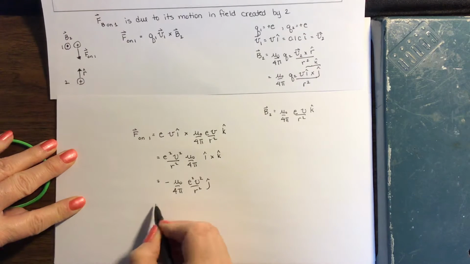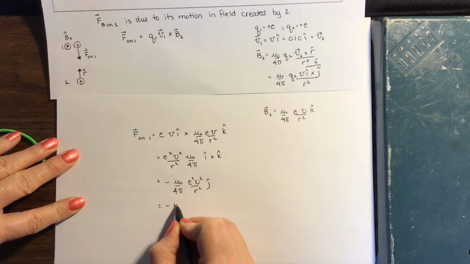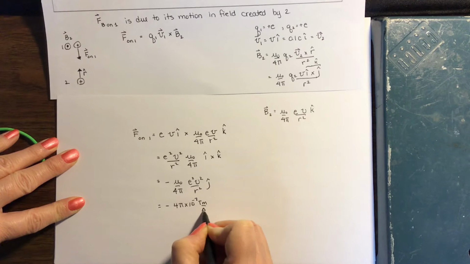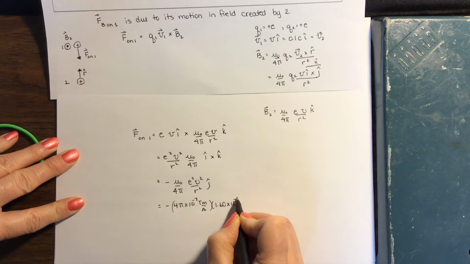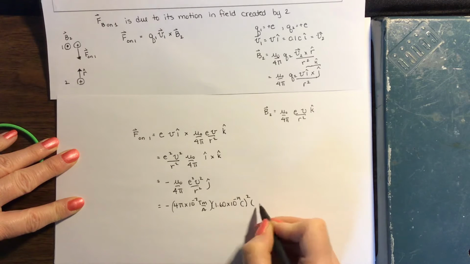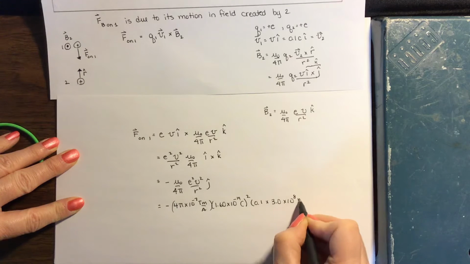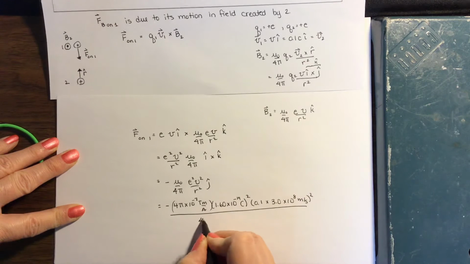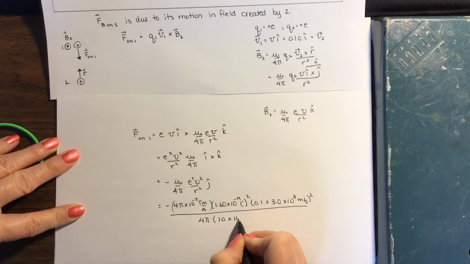So there's my force on 1. Let's not finish here. Let's go ahead and put some numbers in because we were asked to find the force. So that's minus 4 pi times 10 to the minus 7 tesla meters per amp times e squared, 1.6 times 10 to the minus 19 coulombs squared. v squared is 0.1 times 3 times 10 to the 8 meters per second. Don't forget to square that. Dividing by 4 pi times r squared. r was our 10 nanometers.